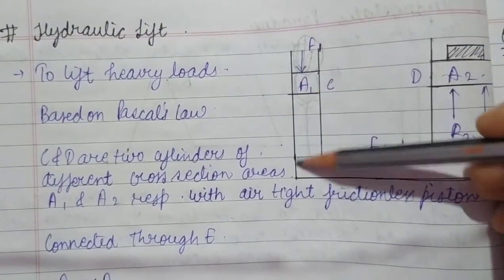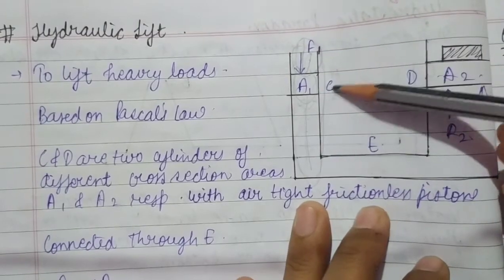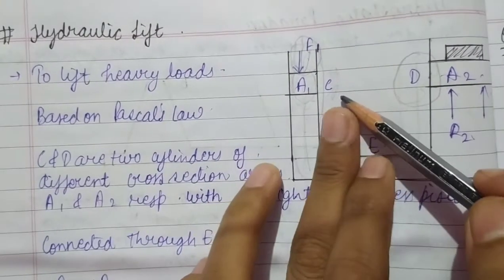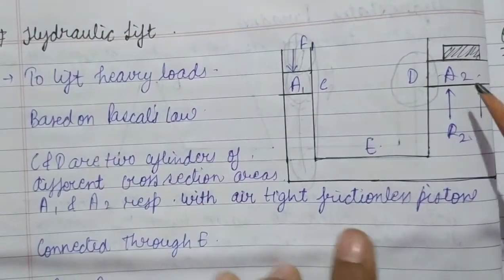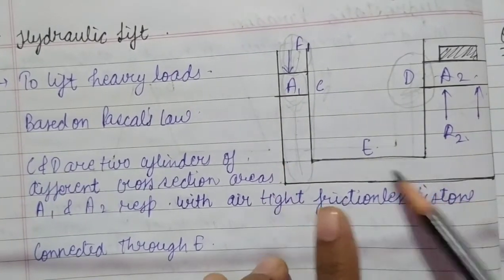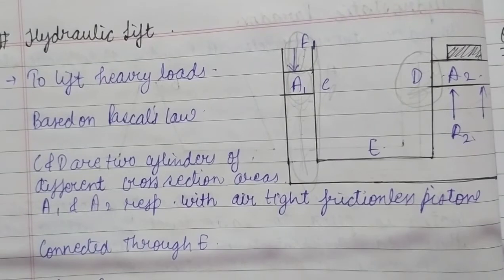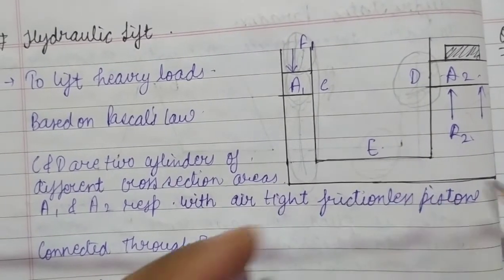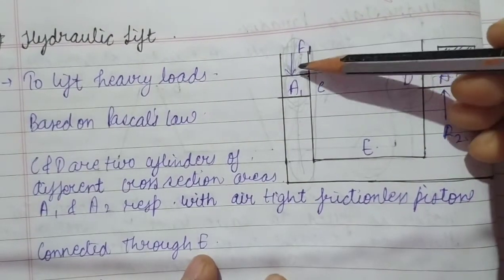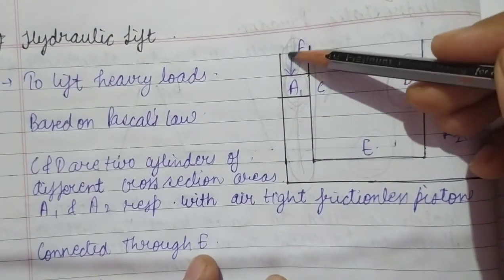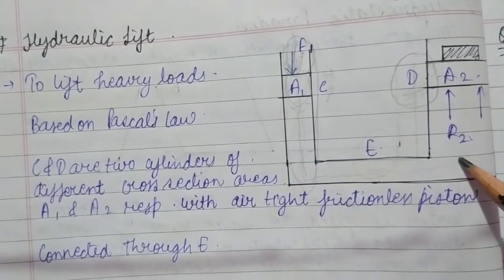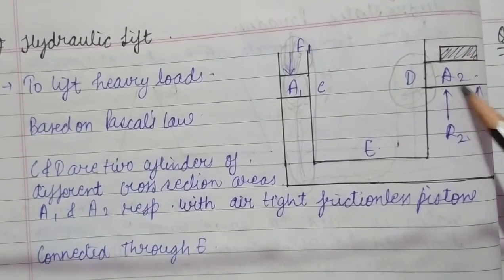This tube consists of one pipe, let us call it C, and a second pipe, D. The cross-sectional area of C is less than the cross-sectional area of D. Both pipes are connected through a third pipe, E. If some pressure or force is applied on this surface, this pressure will be transmitted through the liquid column and exerted on the other surface.